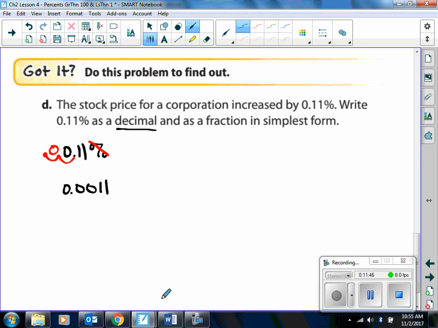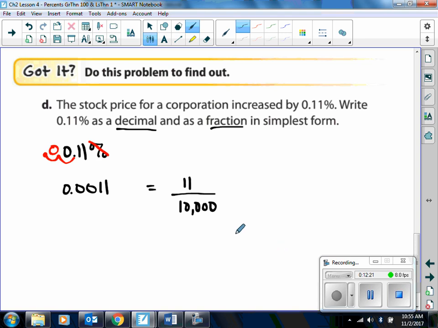So this is going to be 0.0011 as a decimal. Okay? So now we're going to take that decimal and read it, write it, and simplify it if we can. So we're going to change it to a fraction. Can somebody read that for me? What does that say? 11 10,000ths. Very good. That is 11 10,000ths. So this is equal to 11 over 10,000. Now, can I simplify that?